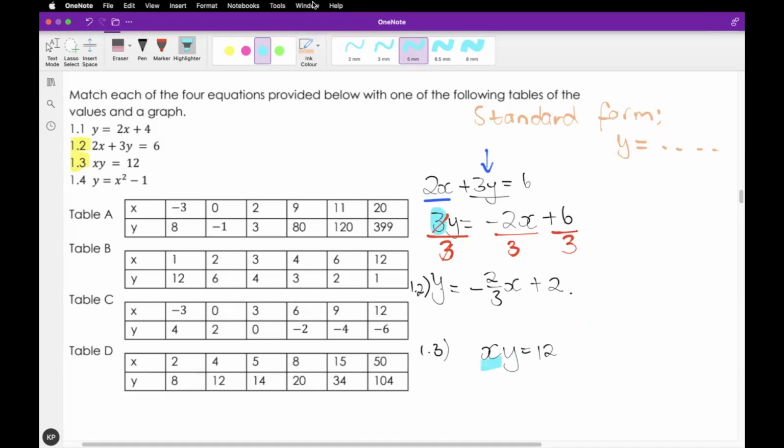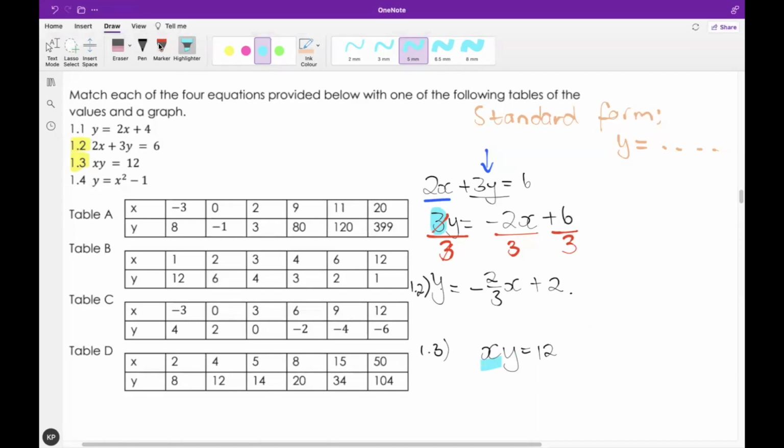Through division, right? So I have to divide by x on both sides. So I'm going to divide here by x so that they cancel each other out, and then divide here by x. Therefore, my formula is y is equal to 12 over x. And we're done with 1.3.